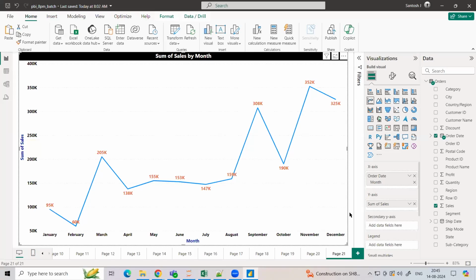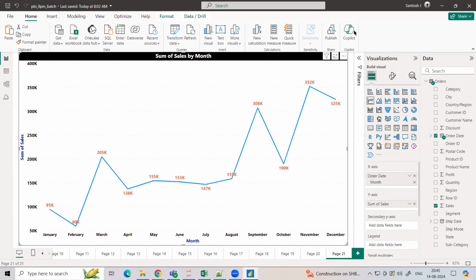January, the sales have started. February, it is completely low. March, it was a best of 3. I would say the March was good high. April to August, nothing stable. But from August to December, the sales have increased rapidly.